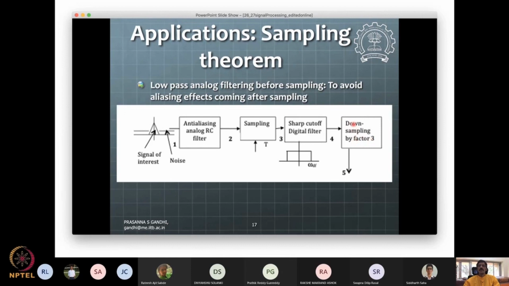Downsampling sometimes may create some kind of aliasing effects. We don't want those aliasing effects to be created. So what you need is to have the cutoff frequency for the sharp cutoff filter properly adjusted. Those are all the engineering points to be worked out as an engineer.